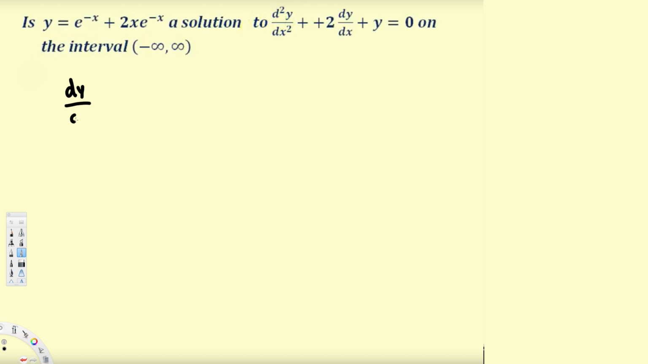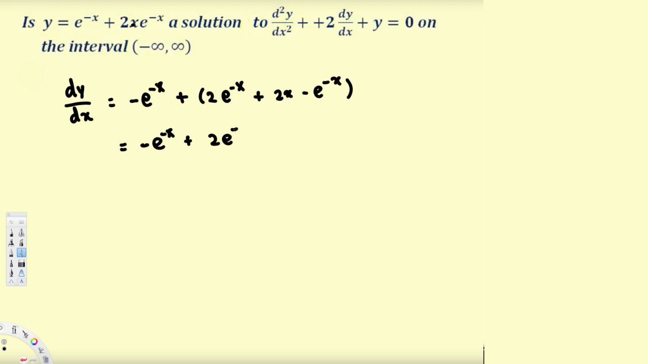Now let's go ahead and find our first derivative. That's going to be dy over dx, and if you take the first derivative of this one, that's going to give us negative e power negative x. The next one is going to be product rule because we have two different functions, right? So we are going to use the product rule. We take the derivative of the first one and multiply by the second one, so that's going to give us 2 times e power negative x, plus, then we take the derivative of the second one and keep the first one, so this is going to be 2x times negative e power negative x.